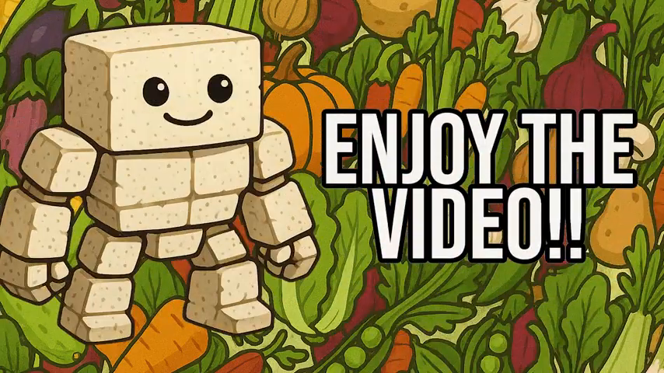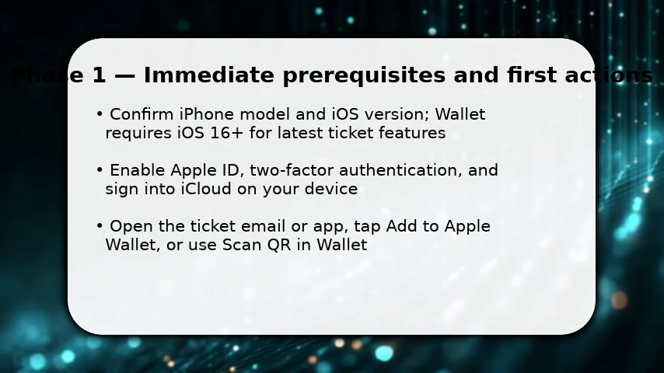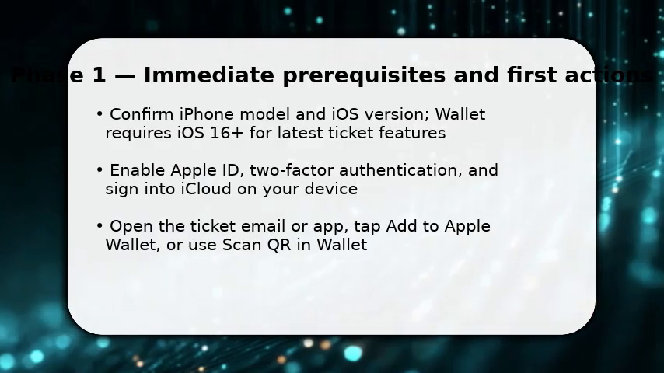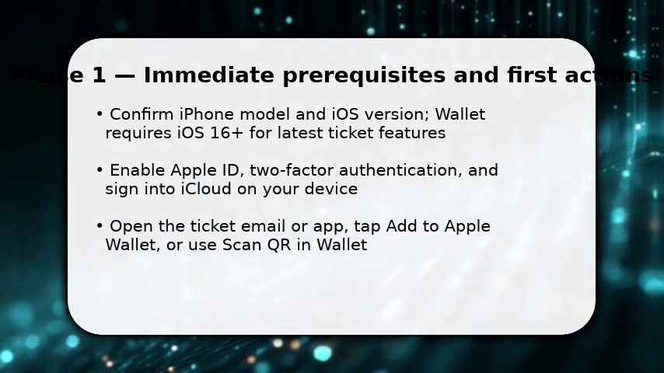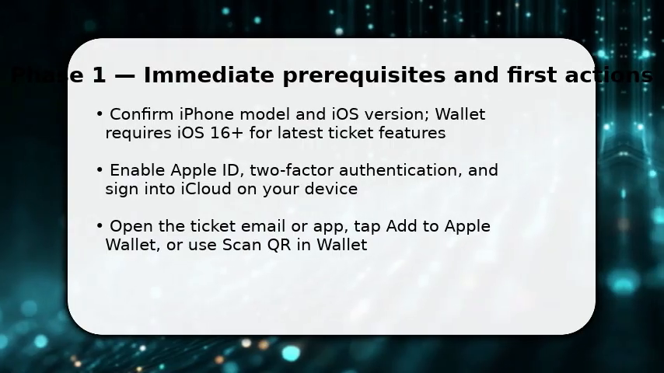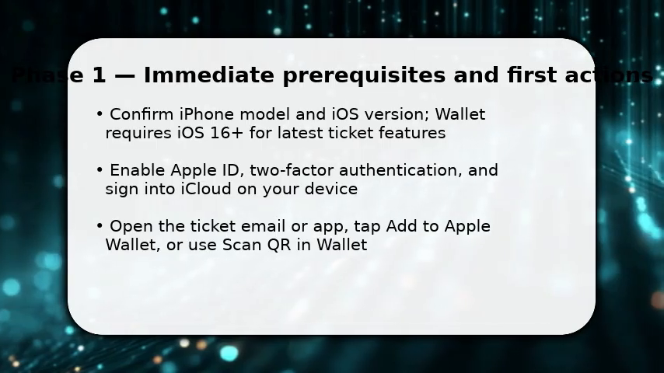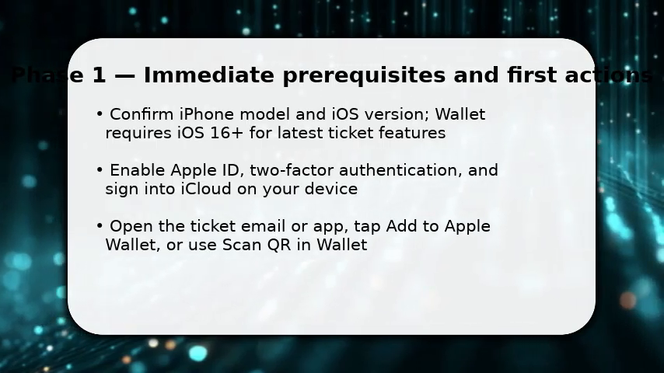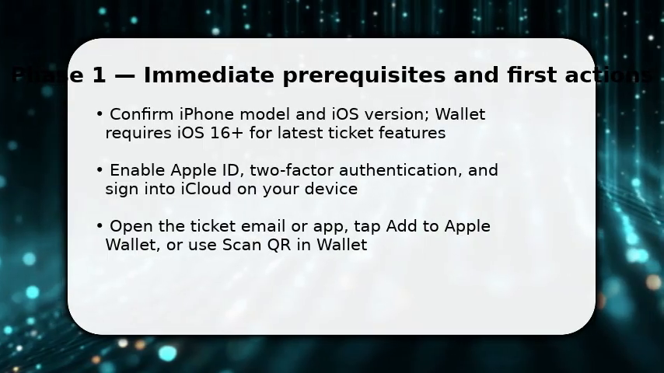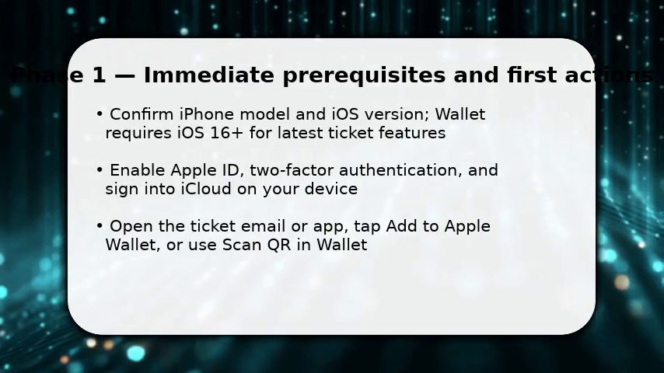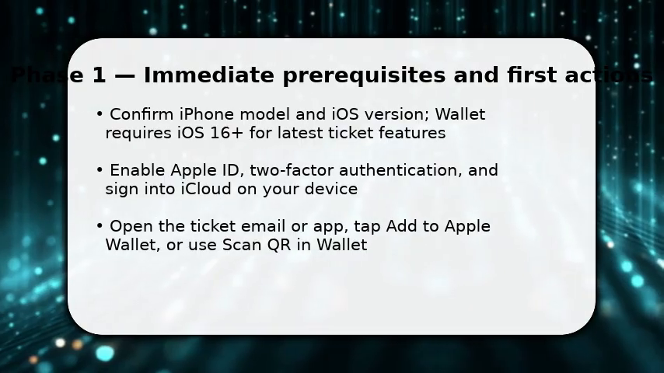Please enjoy the video. You need a ready device and a signed-in Apple ID. That's why you checked iOS and two-factor first. Now, open the ticket email or the event app and tap Add to Apple Wallet. If the email shows a QR or barcode, press the link. If not, choose Share and select Wallet. Once done, confirm the pass appears in Wallet and shows the event name, date, and venue.